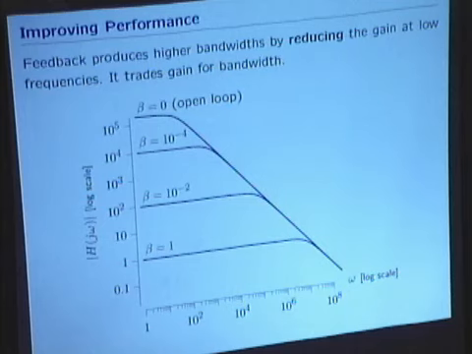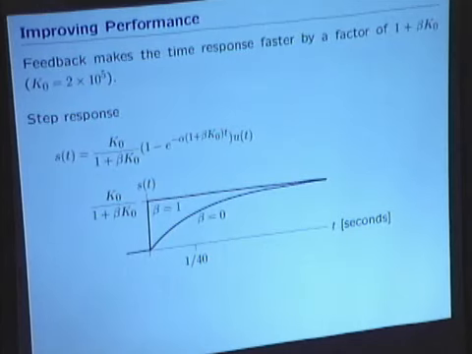Okay, the trick is, I've traded gain for bandwidth. That's important because the folks who know how to microfabricate things know how to make things with very high gain. Making things that are fast is harder. This is a way that we can take advantage of the relative simplicity of making things with high gain to make them behave as though they're fast.